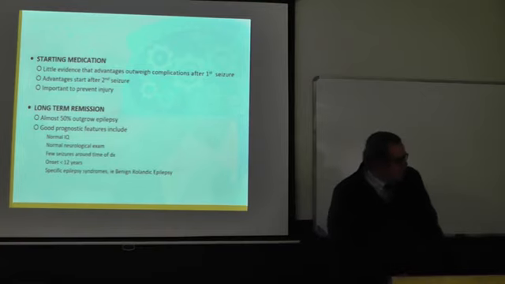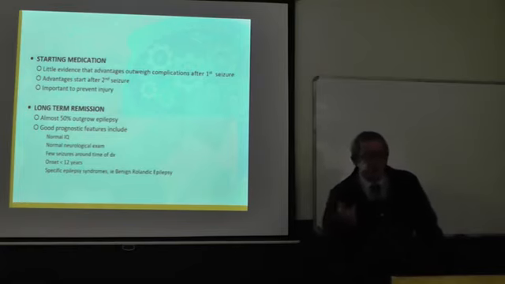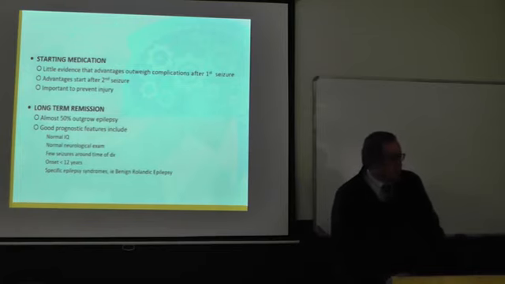So, if we look at the long-term remission rate, as I've shown you, there's a good chance of children outgrowing the epilepsy. The good prognostic features would include a normal IQ, no focal neurological signs, few seizures, onset less than 12 years of age, and specific epilepsy syndromes, like the one that I told you about, one of the epilepsy aphasia syndromes, the benign Rolandic epilepsies.